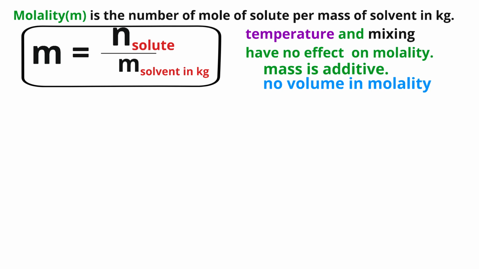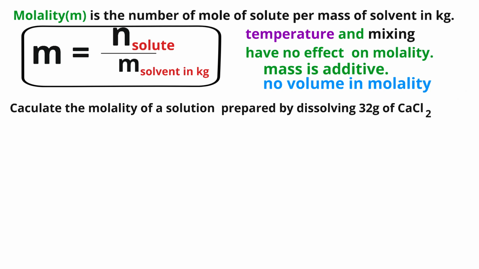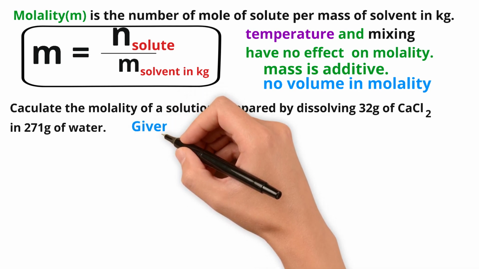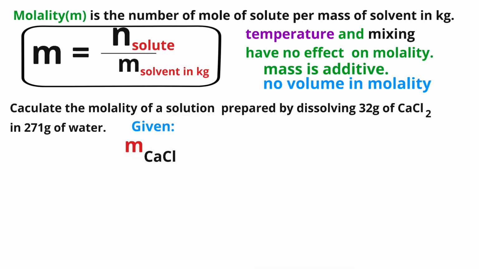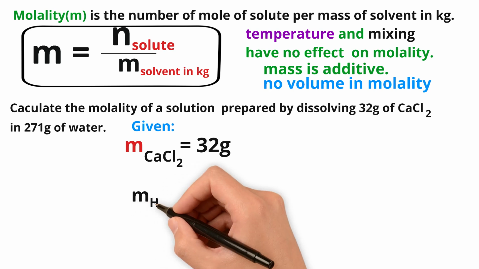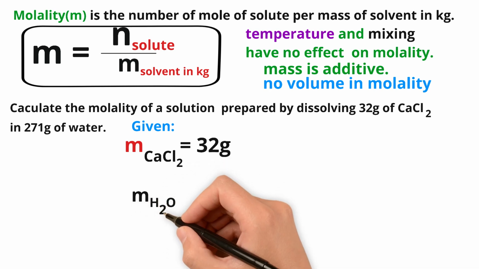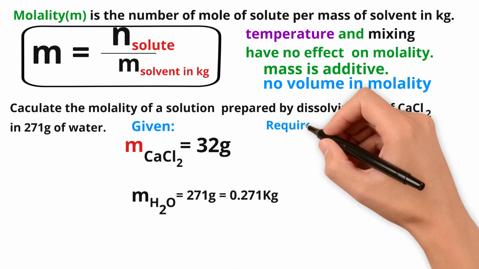For example, calculate the molality of a solution prepared by dissolving 32 grams of calcium chloride in 271 grams of water. Now let us consider the given quantity. The first given quantity here is the mass of calcium chloride, which is equal to 32 grams. And the second given one is mass of water, which is equal to 271 gram and equal to 0.271 kilogram. The required one is molality of the solution.